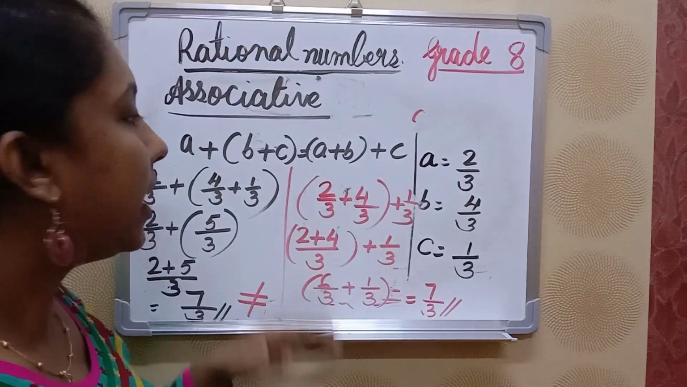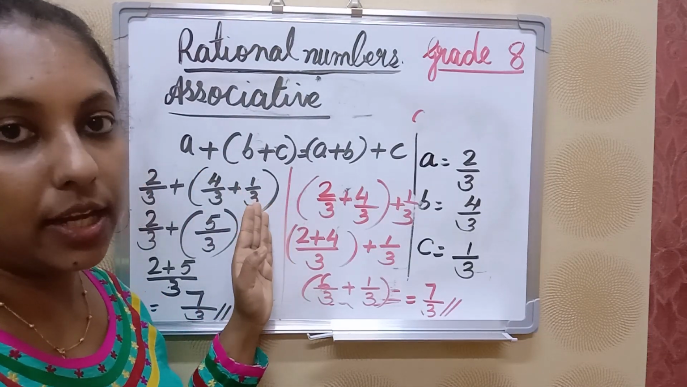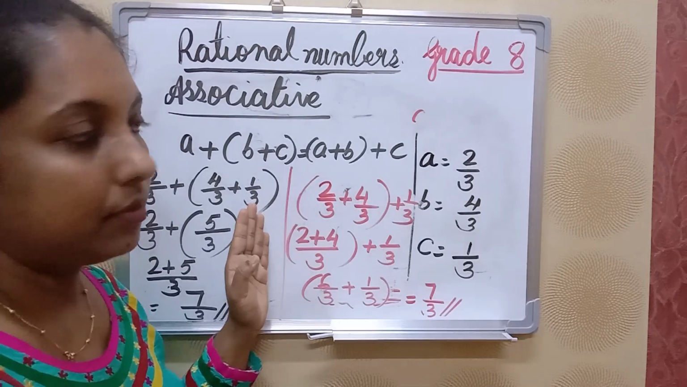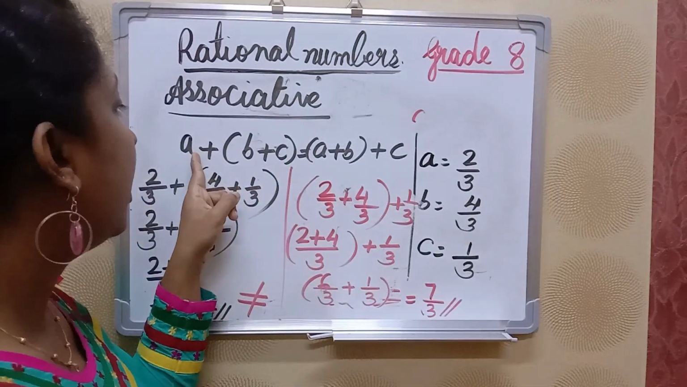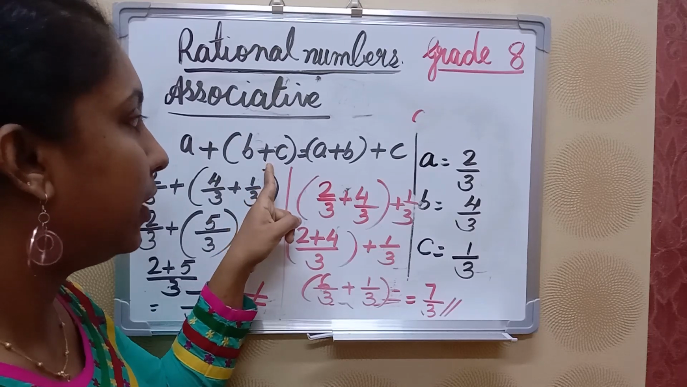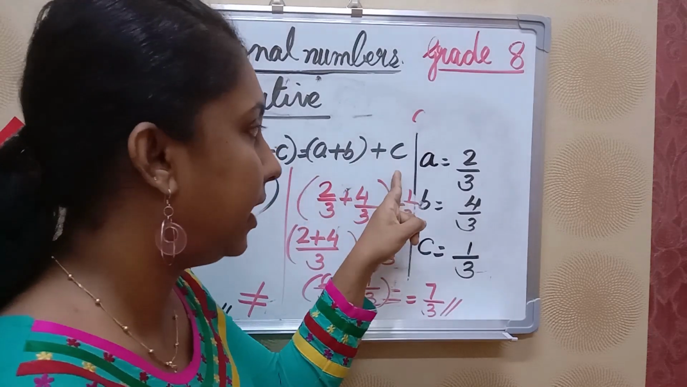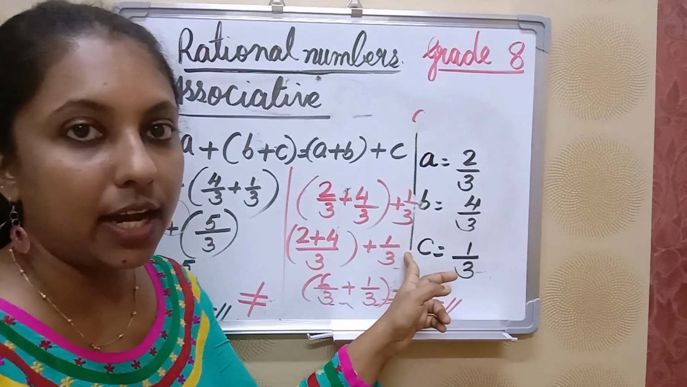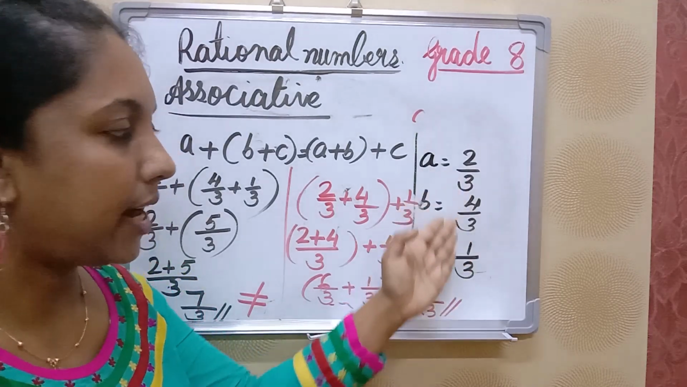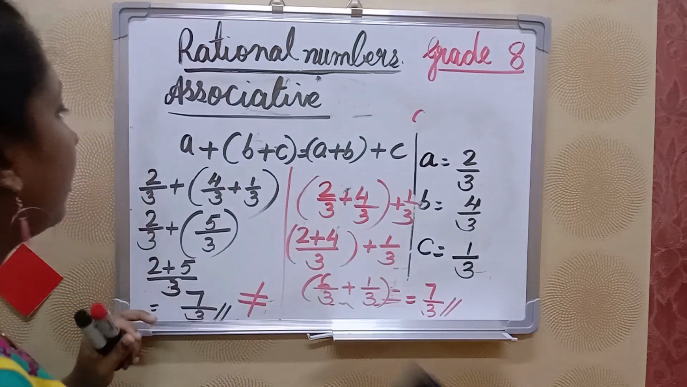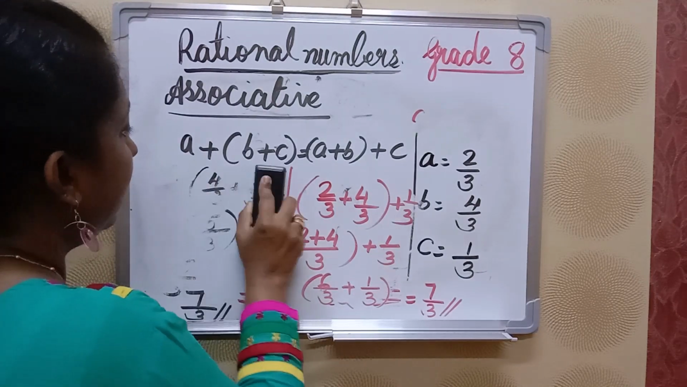So rational numbers are associative under addition. That means (a + b) + c is equal to a + (b + c), where a, b and c are three different rational numbers. Okay, three rational numbers. Next is subtraction.